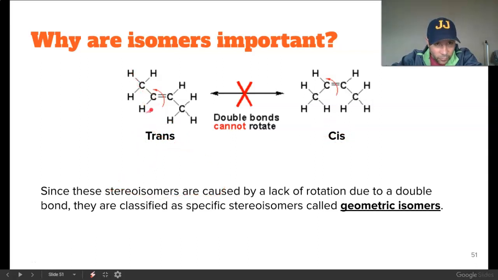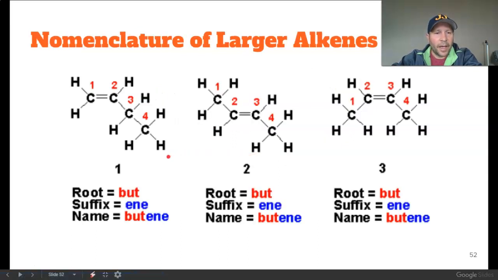So when we look at this, we want to look at the hydrogens on either side of the double bond. See how these hydrogens here are on opposite sides of the double bond? That's why they're called trans. And these hydrogens are on the same side of the double bond, which is why they're called cis. So that's something to keep in mind when we name these things. I'll show you how to do that on the next few slides, all right?